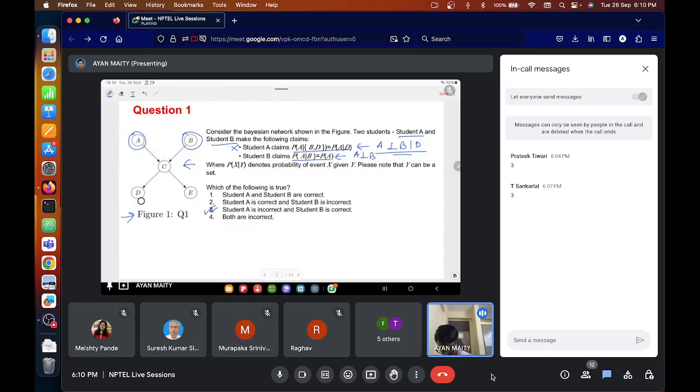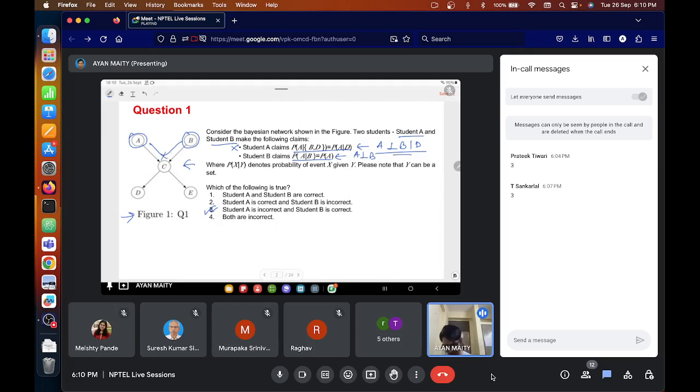So now in this case A and B, we have to check whether there exists at least one path from A to B or not, and no evidence is given, and there is one path like this via C, and no other evidence is given. So this path is blocked here.